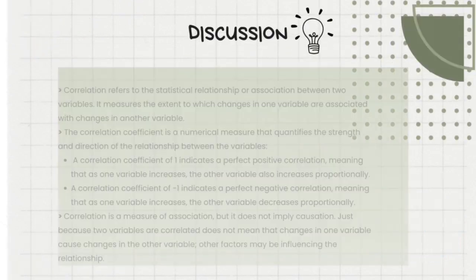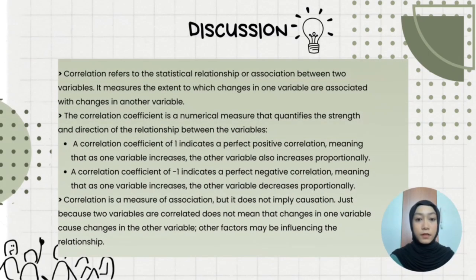datasets. Third, correlation refers to the statistical relationship or association between two variables. It measures the extent to which changes in one variable are associated with changes in another variable. Fourth, the correlation coefficient is a numerical measure that quantifies the strength and direction of the relationship between the variables.